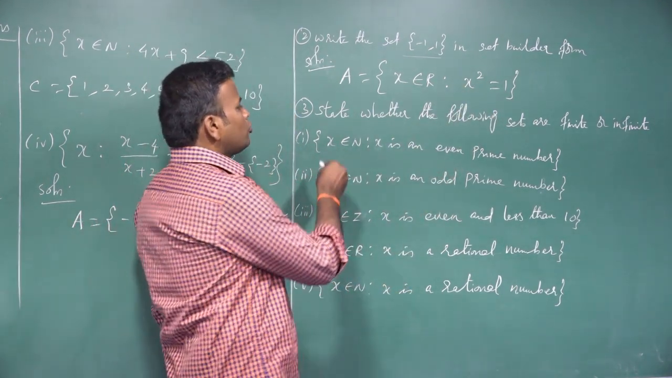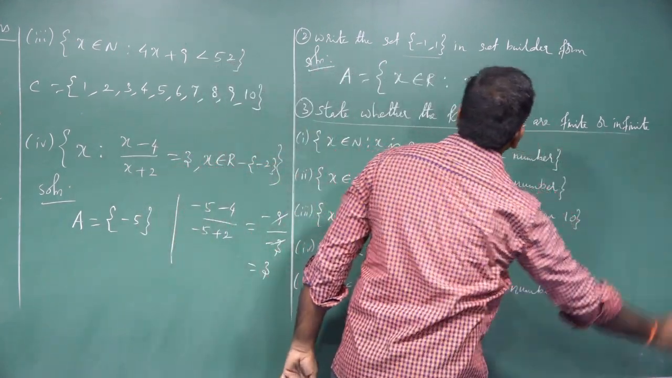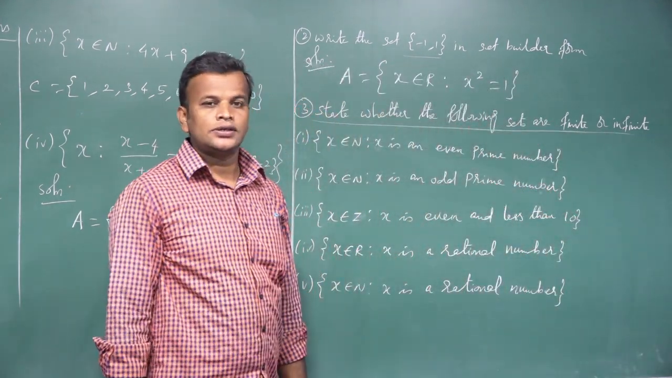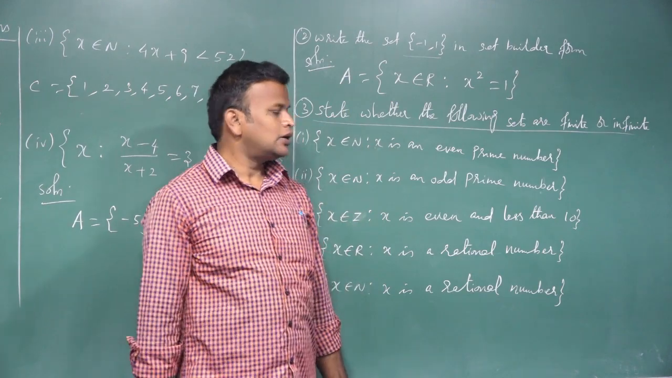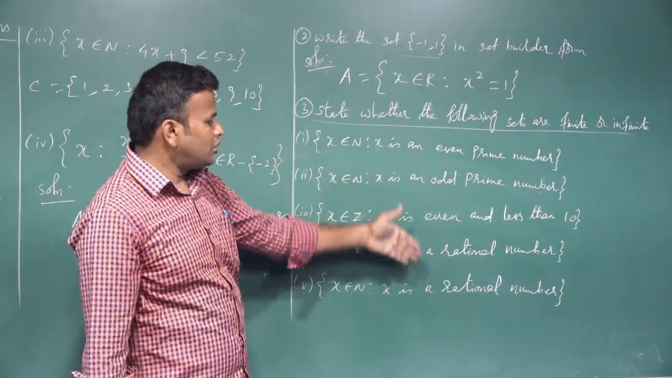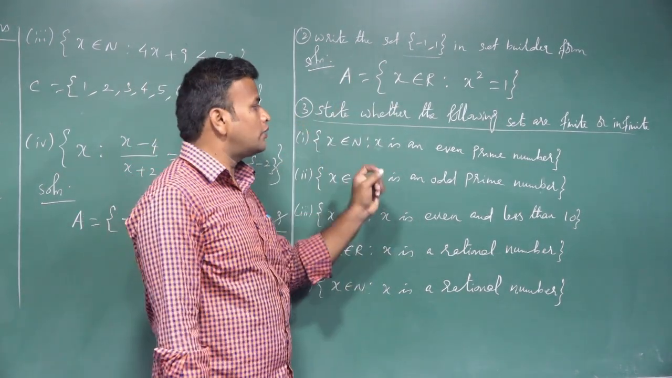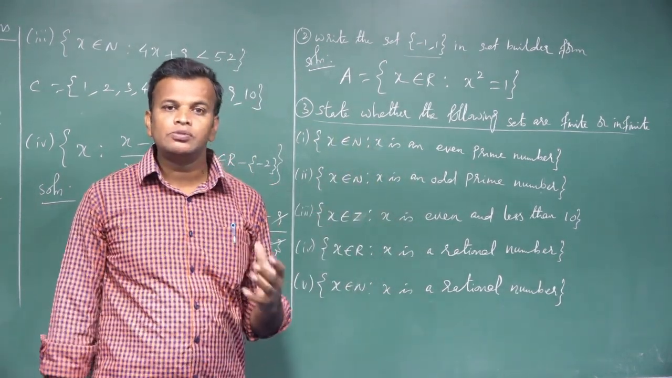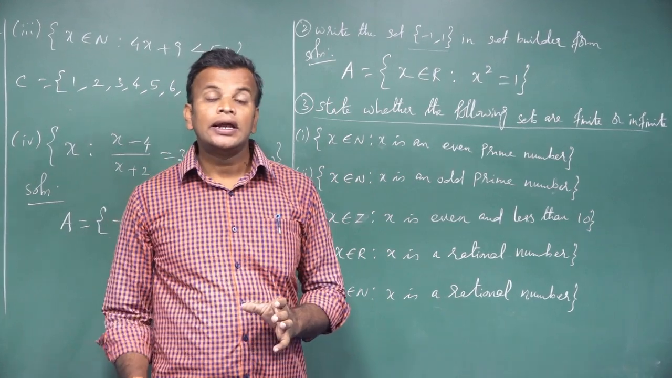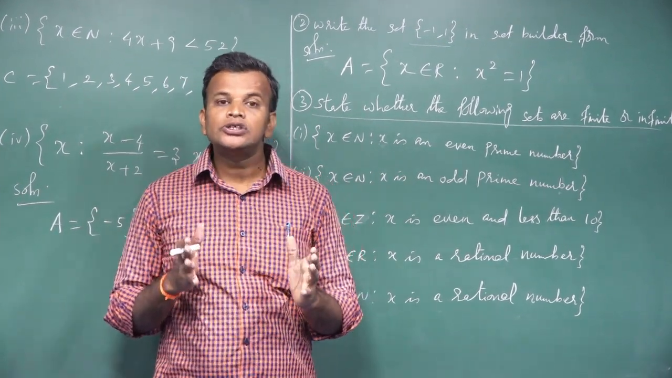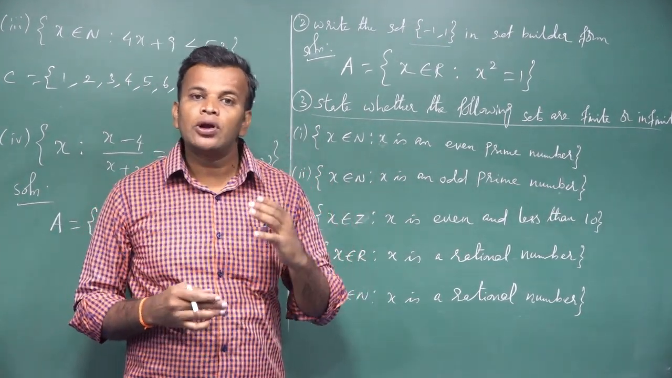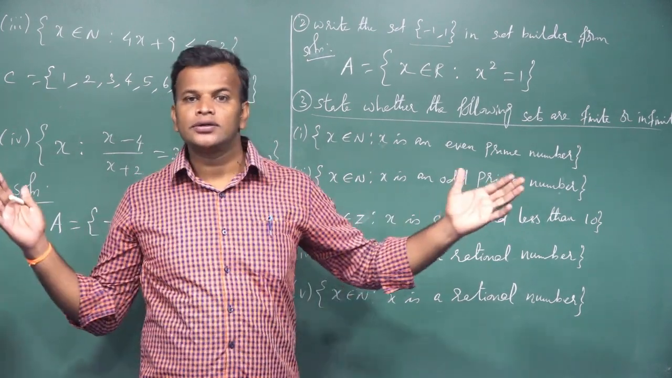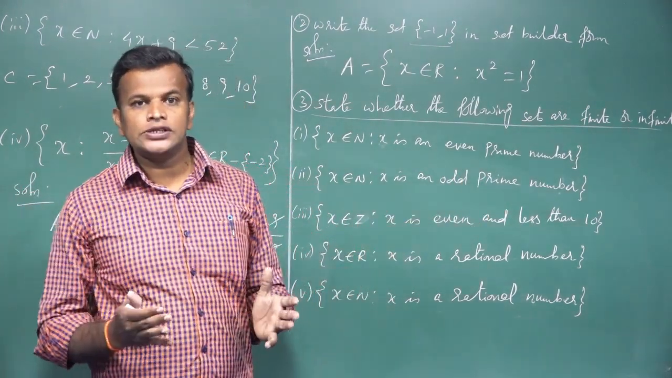Okay. Now we move to the third one. Write each as finite or infinite. All are given in set builder form. Do you know what is meant by finite and infinite? If the number of elements is countable, it is finite. If the number of elements is not countable and goes on, then we say it is an infinite set.